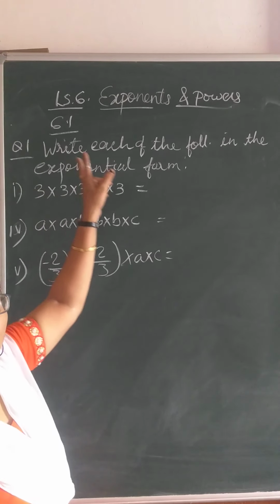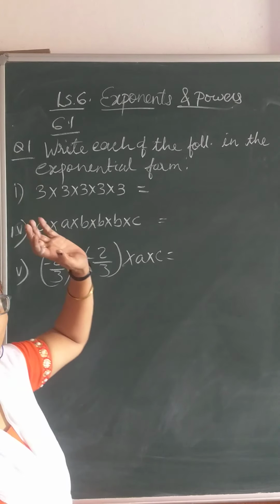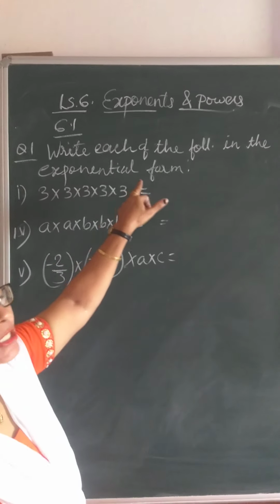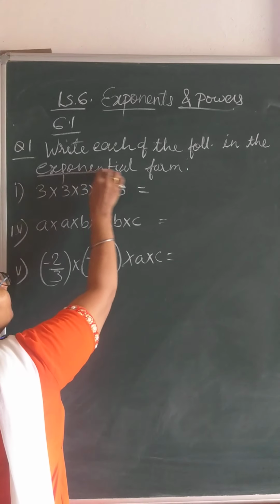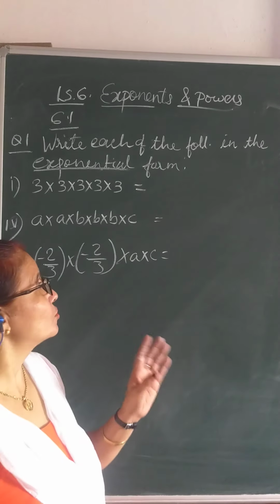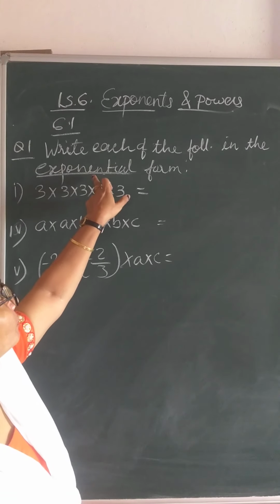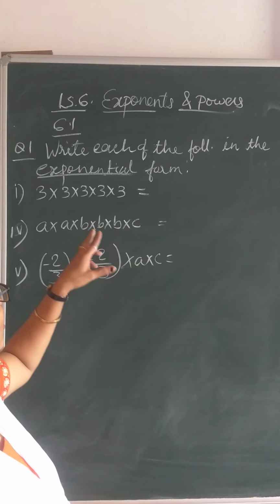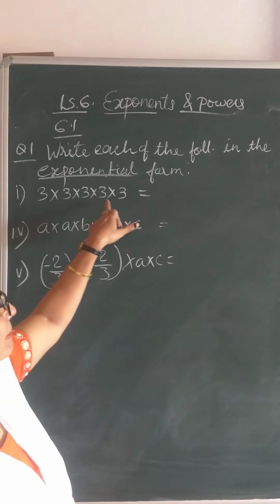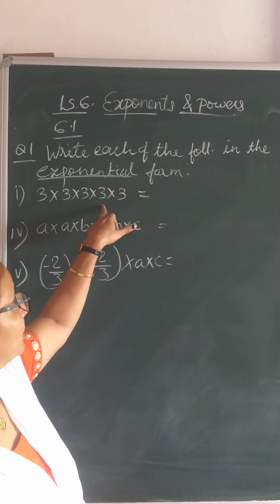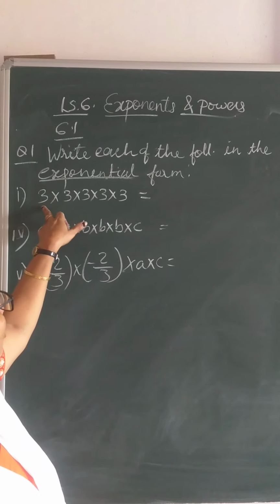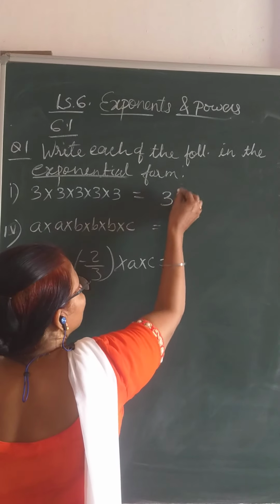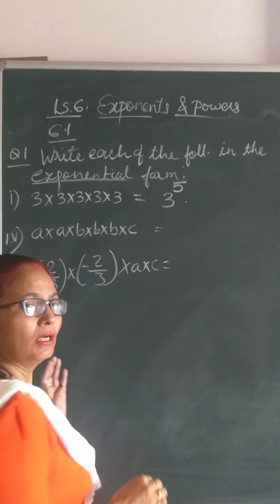Now see exercise 6.1, question number 1. The question is very easy and the exercise is also very easy. See, write each of the following in exponential form. Exponent means power. Where what is the number? 3. This 3 is continuously multiplied how many times? 1, 2, 3, 4, 5. So how do we write it in exponential form? 3 raised to the power 5.